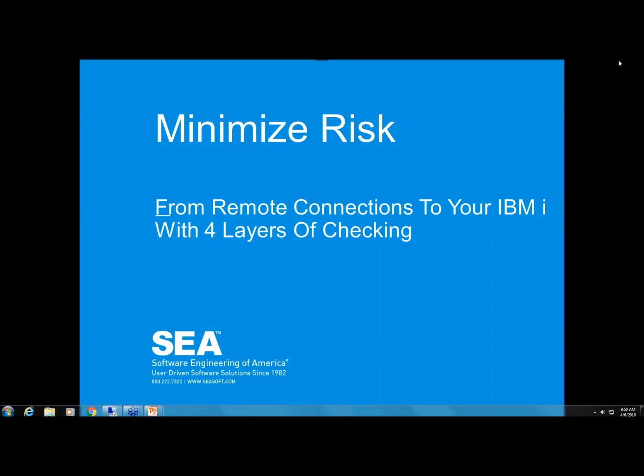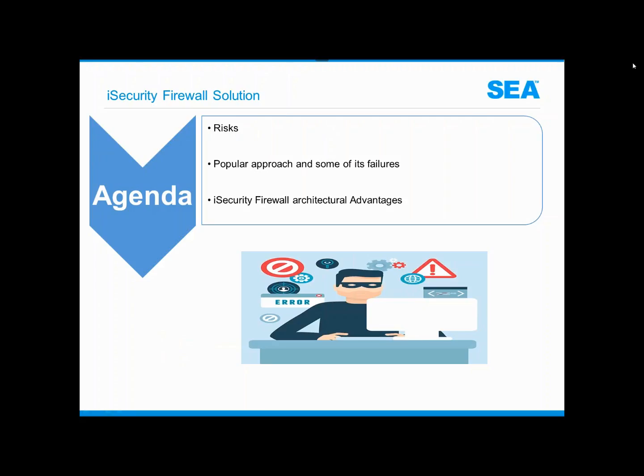Today, we're here to discuss how to minimize risk from remote connections to the IBM i with four layers of checking. Here, we'll begin by speaking about some of the risks involved with not securing your IBM i exit points, and some of the popular approaches and their failures, as well as talking about our very own iSecurity Firewall solution and its advantages.